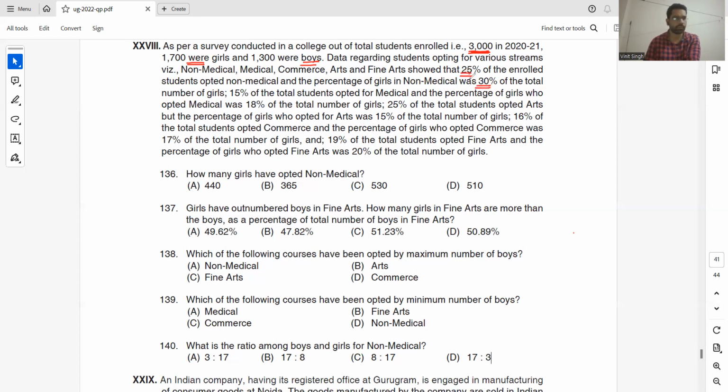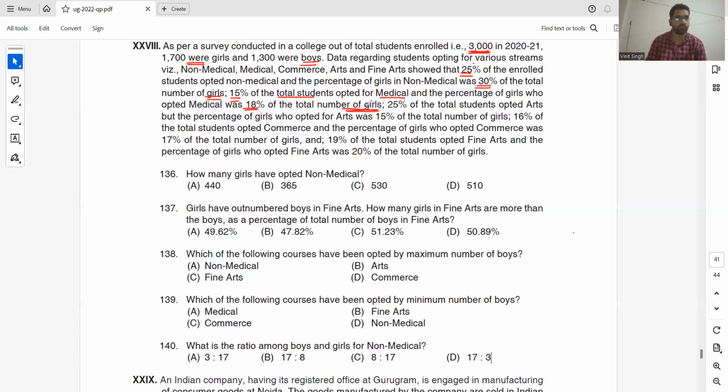So the total number of students enrolled in non-medical is 25%, but the girls are 30% of the total number of girls. Here, 25% is of the total number of students, but 30% is of the total number of girls. After that, 15% of the total students opt for medical, and the percentage of girls who opt for medical was 18% of the total number of girls.